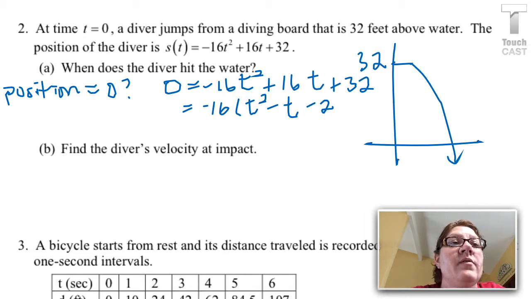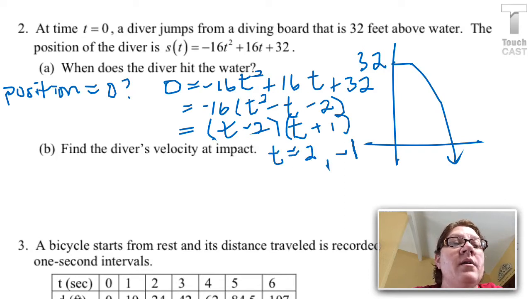And it will look like this. And then, of course, I can divide both sides by negative 16. Poof, it's gone. And then I can factor. So I'll have t minus 2 and t plus 1. So I know at time equals 2 and time equals negative 1, he will be at position 0.